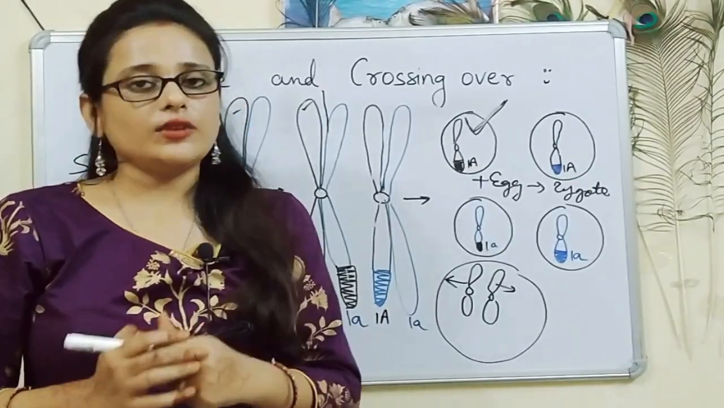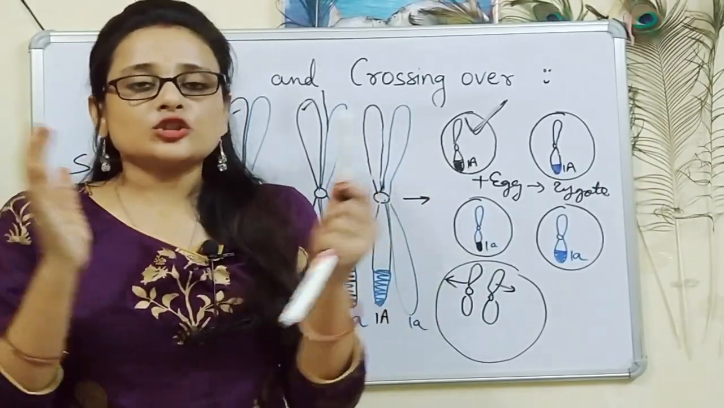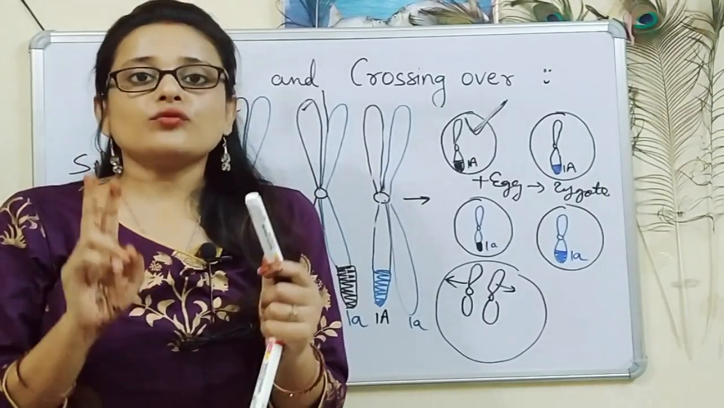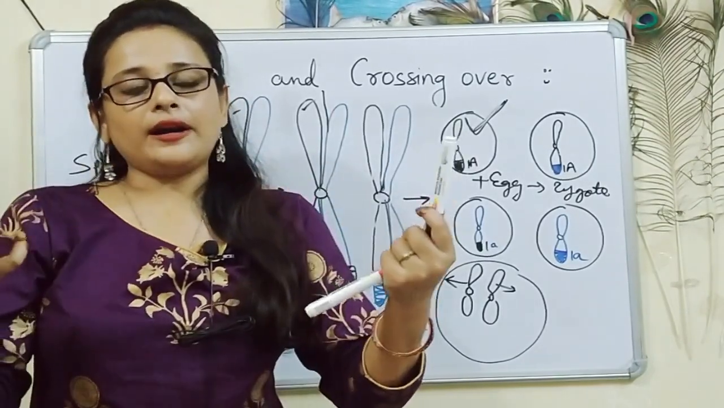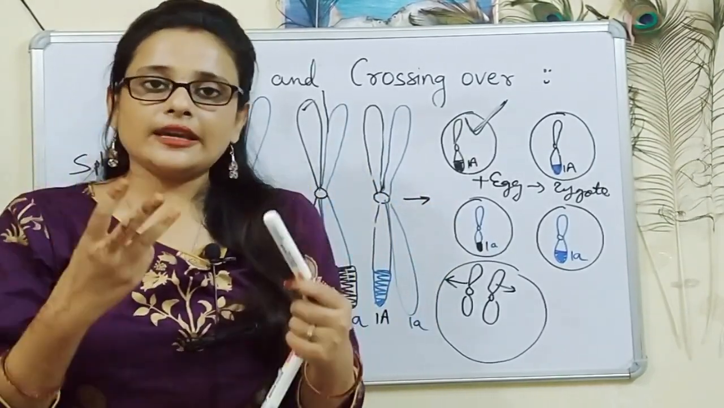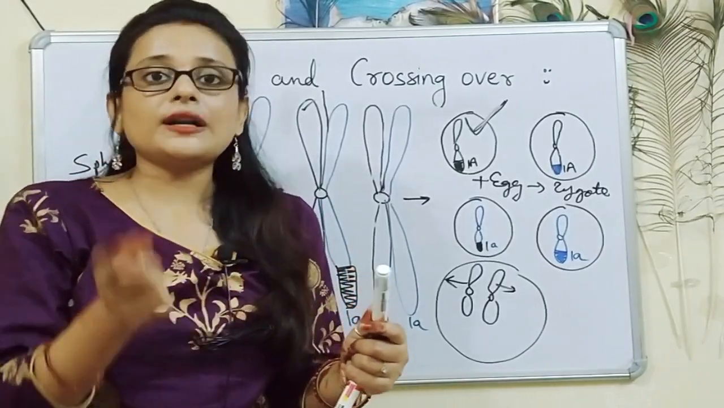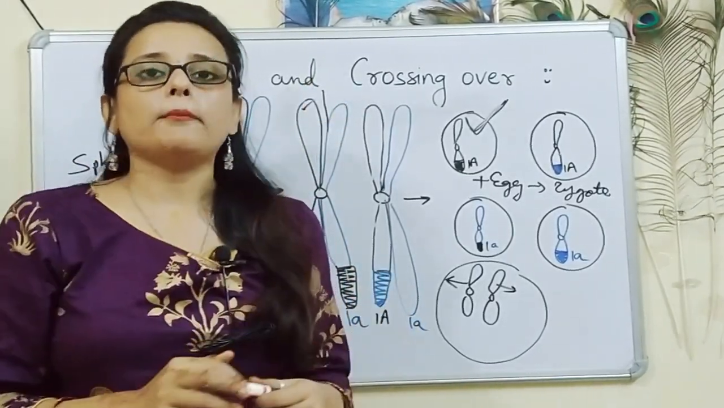In case 1, we will see 2 genes which are linked to one another. In case 2, we will see 2 genes which are far apart, that is, they are unlinked. And in case 3, we will see the example or the cases taken by Mendel.